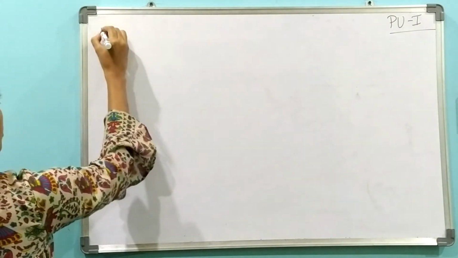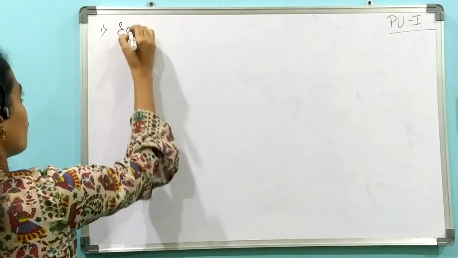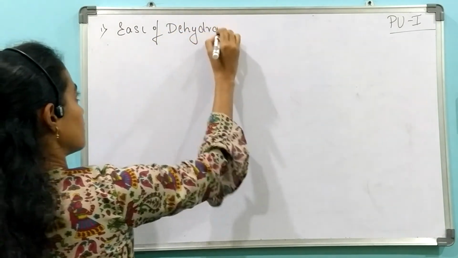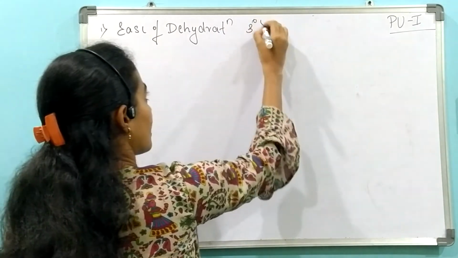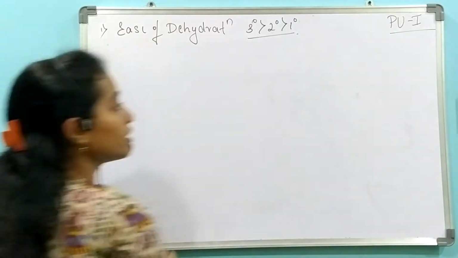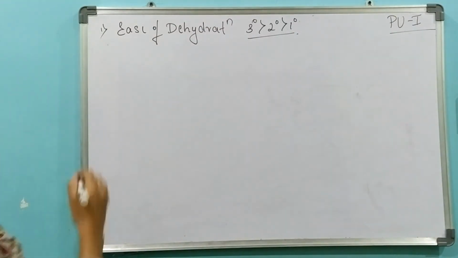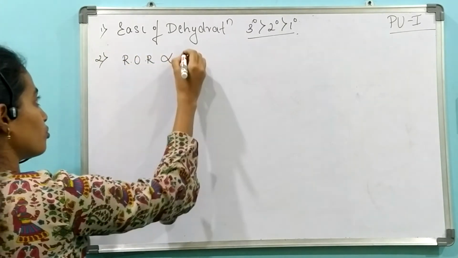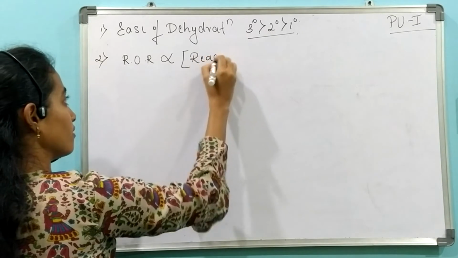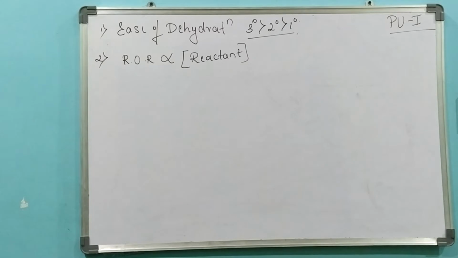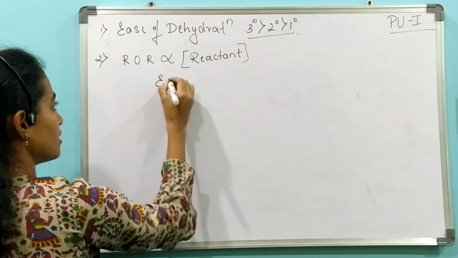So the point you have to remember here is the ease of dehydration, that is the rate of reaction, is faster for tertiary than secondary than primary. It depends on the formation of the carbocation. Second, rate of reaction is directly proportional to the reactant taken. In the first step, you have only the reactant there and you call it an E1 elimination reaction.